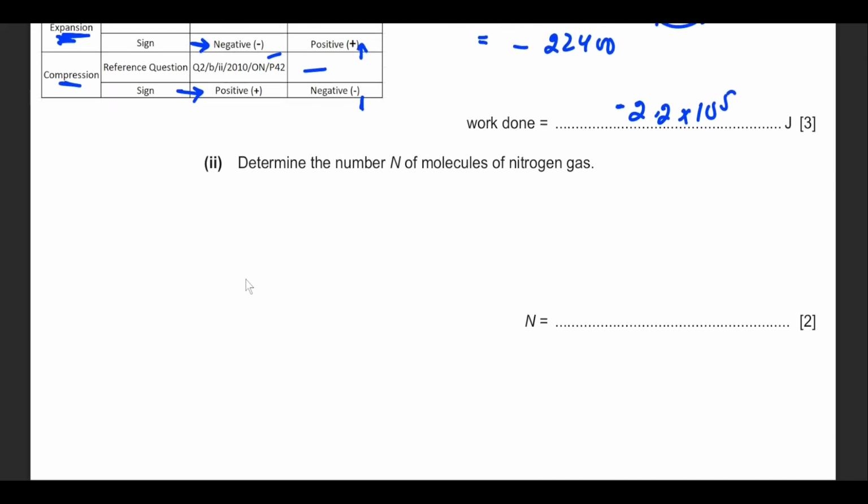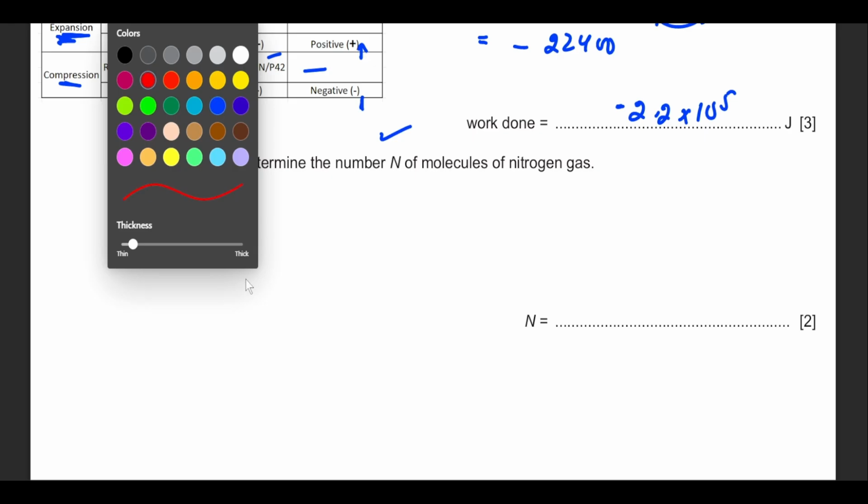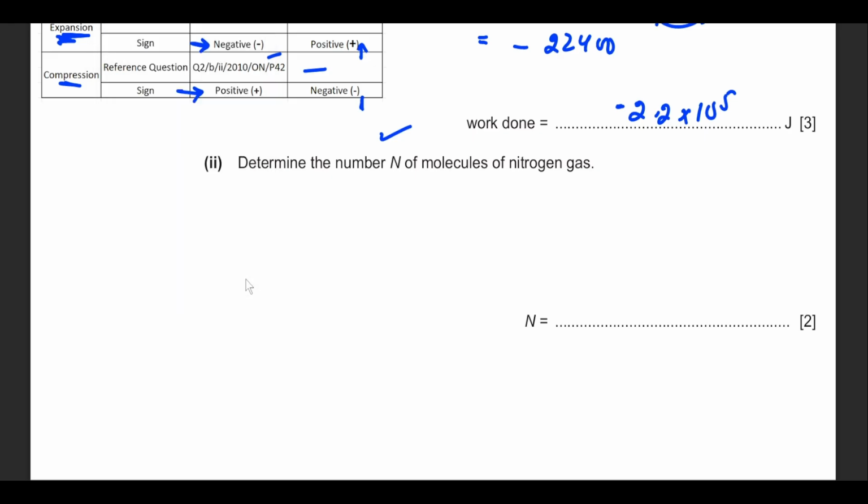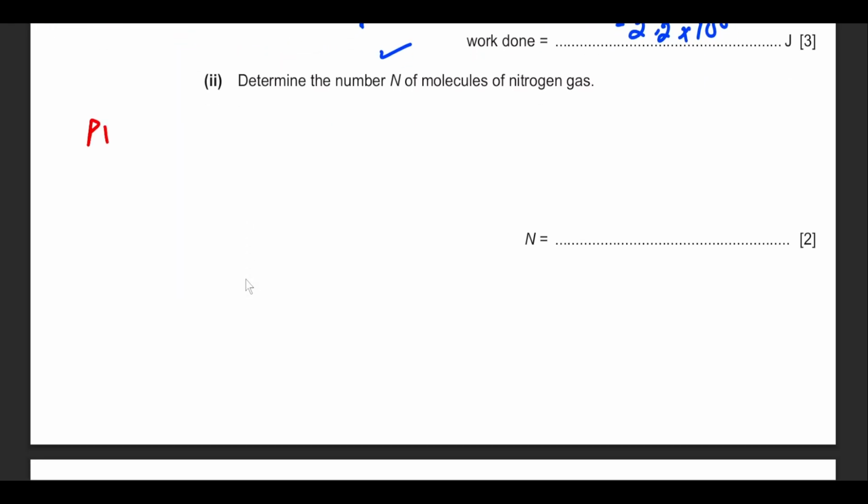It says determine the number of nitrogen molecules. Now you can simply use the equation, which is PV equals NKT. Now the pressure is definitely 1.6 power 5.